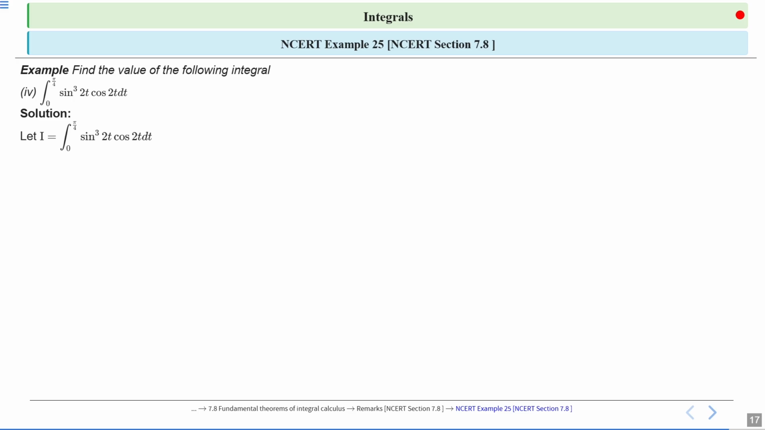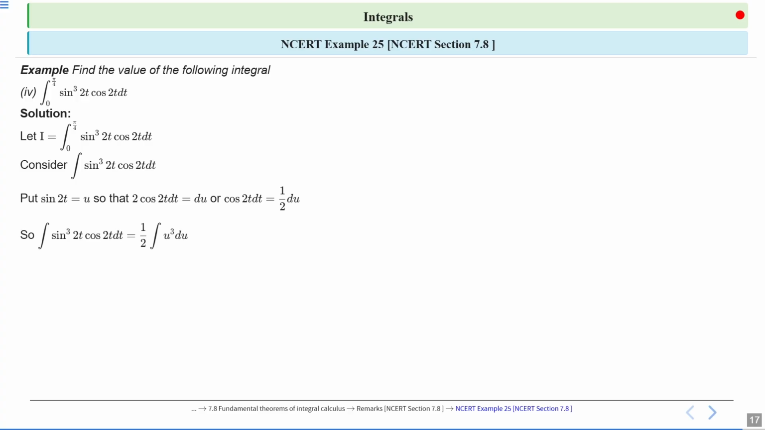So in the first step, we have to calculate the integral value, that is the integration of sine cube 2t into cos 2t dt. So we use the substitution method. We put sine 2t as u, because when we differentiate with respect to t, we apply the chain rule and we get 2 cos 2t dt is equal to du, and cos 2t dt is present in the question. So cos 2t dt is replaced by 1 by 2 du.